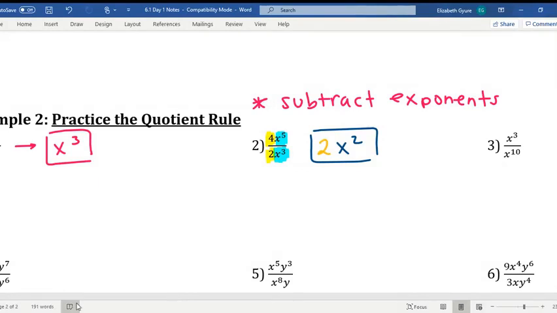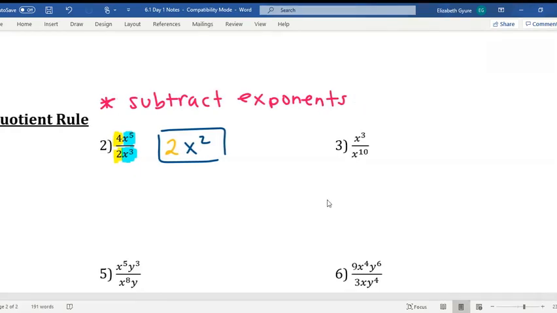Now, if you take a look at number 3, what looks a little different about number 3? Good job, Nick. Yeah, the smaller exponent is on the top. So are we going to be able to get rid of our fraction for this one? No. Our fraction's going to have to stick around because our leftovers are going to go on the bottom here.